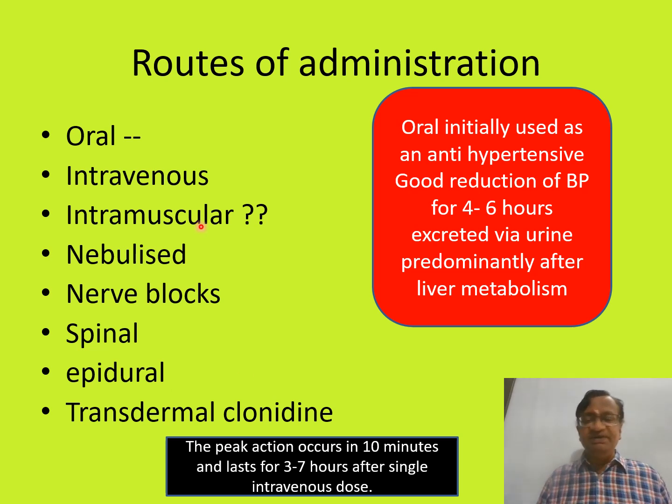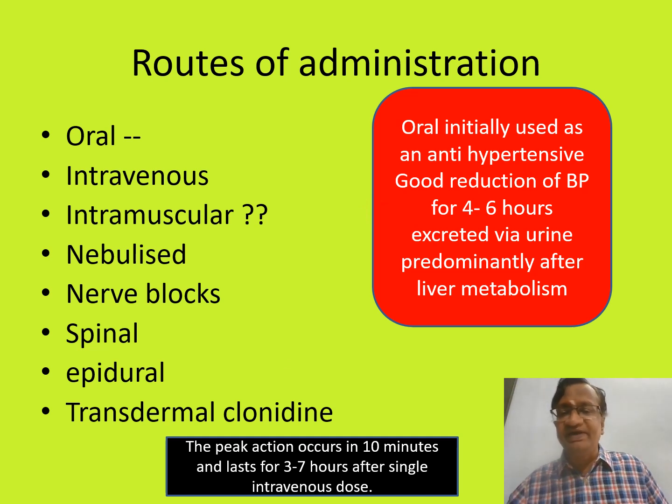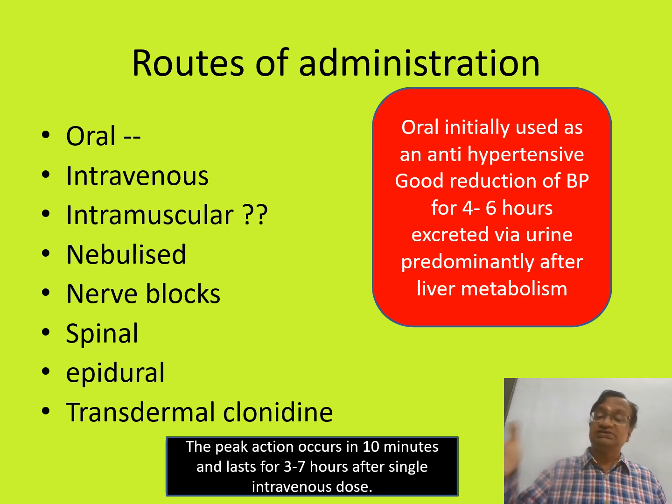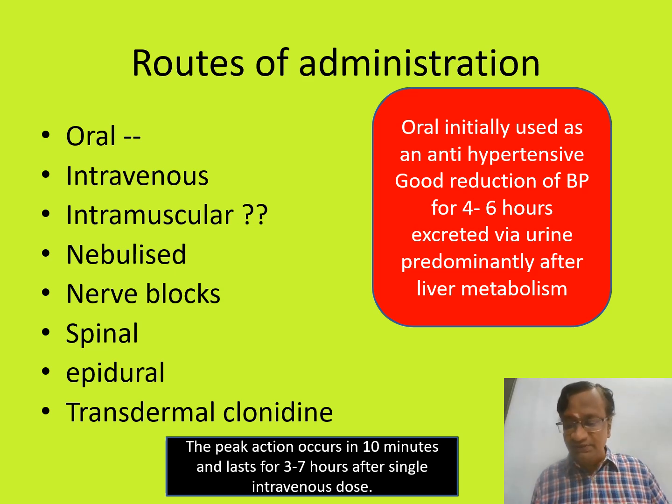What are the routes of administration of clonidine? Oral, IV, even IM is used. Nebulized clonidine, nerve blocks, spinal, epidural, transdermal. So many routes of administration of clonidine are there. If you give IV, the action peaks in 10 minutes and it may act up to 4 to 5 hours. Oral was initially used as an antihypertensive, Catapres. That was the drug used. It has good bioavailability and is excreted via urine after liver metabolism. This was an antihypertensive long back.